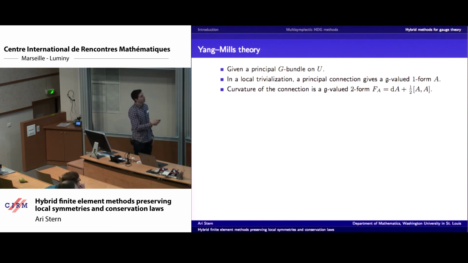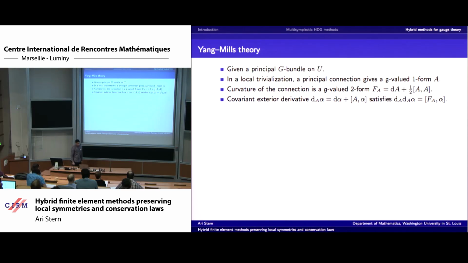Right, and what this means is that I take the wedge product of the forms and the Lie bracket of these Lie algebra values. I can also define a covariant exterior derivative, which I write as d sub A. And if I differentiate twice, instead of dd equals 0, I get d_A gives me the bracket of a form with the curvature 2 form. Right, so that takes it up by 2 degrees.